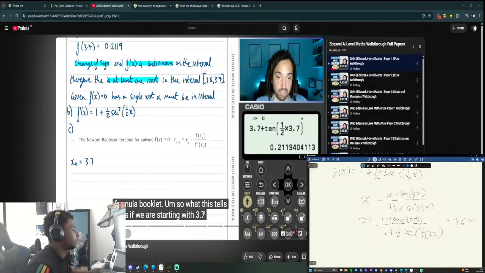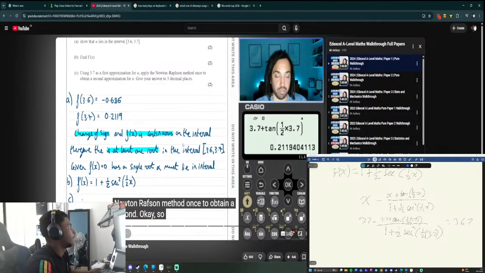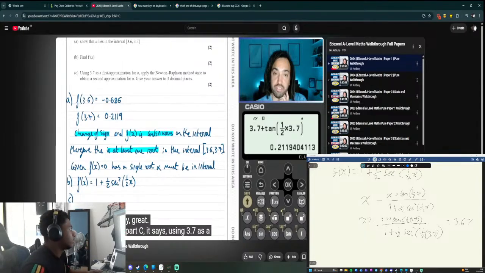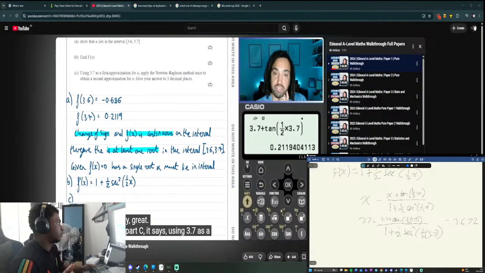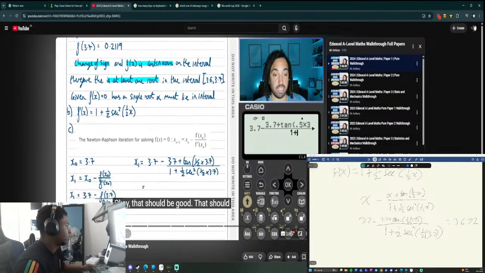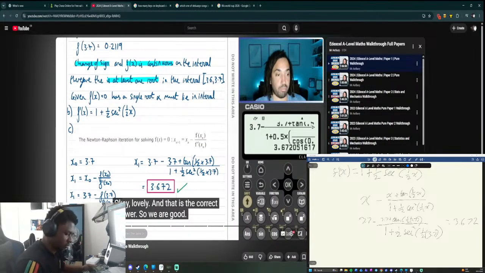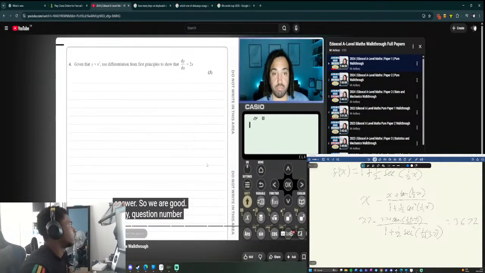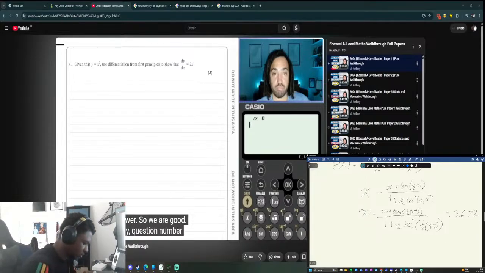How many times does it get? As we were told, it says using 3.7 as a first approximation of the polynomial method. Once. We're supposed to do this once. 3.672. Boom. Next. Tell me I'm right. Okay, we're doing okay on time.